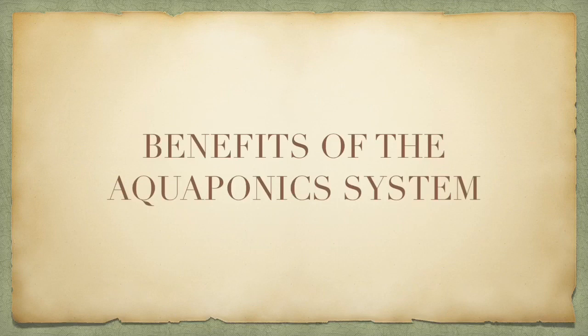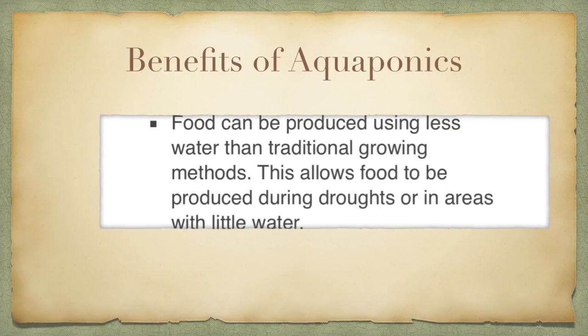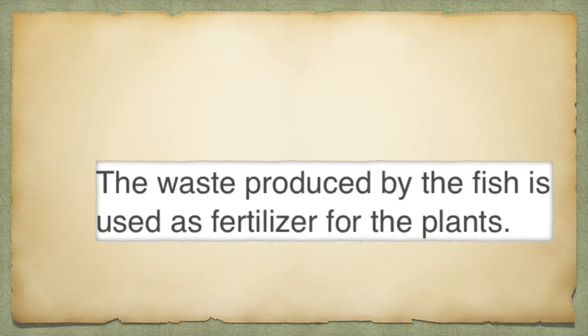Alright, so now we're going to look at some basic benefits of aquaponics. So our first basic benefit that we will look at is water conservation. So by practicing aquaponics, you'll use less water as opposed to if you were to use another traditional farming method. Another benefit of the aquaponics system is waste produced by the fish is used as fertilizer for the plants. So you don't have to buy any fertilizer because you have your fertilizer right here.